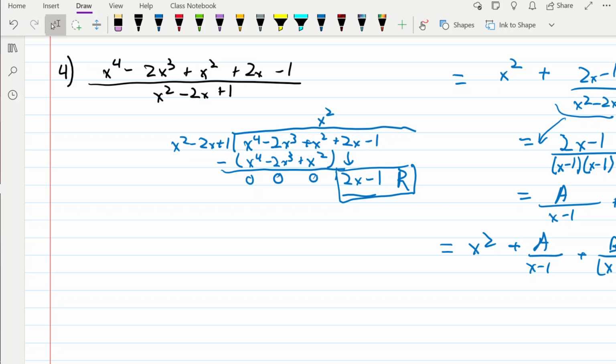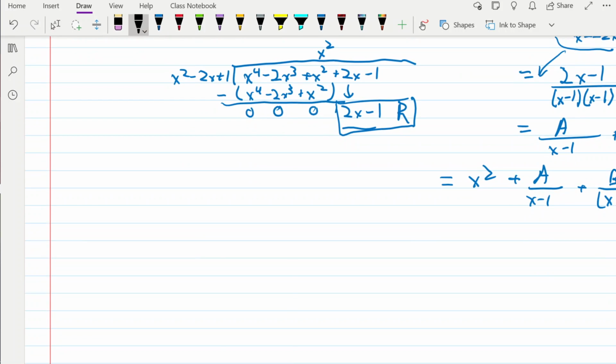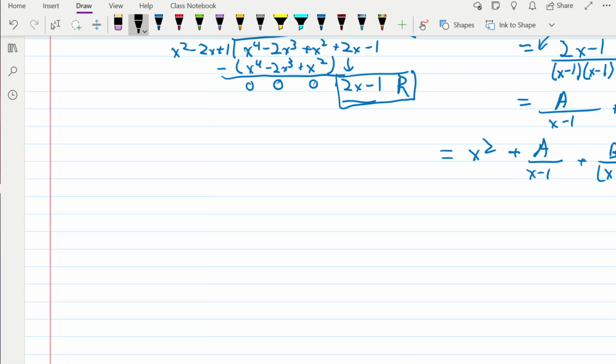Okay, let's go into part B then. Actually, oh no, he only does odds, so we don't even need to do this one. So we can just go right down to number 5.